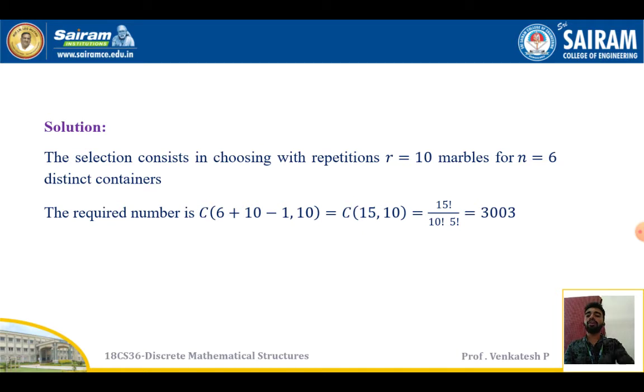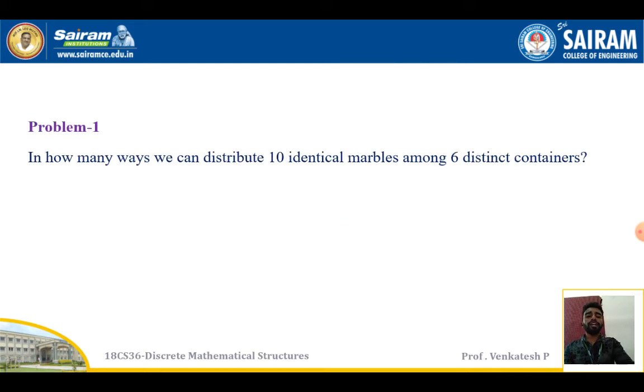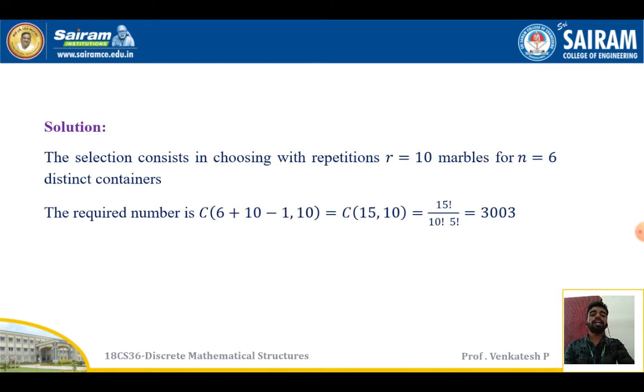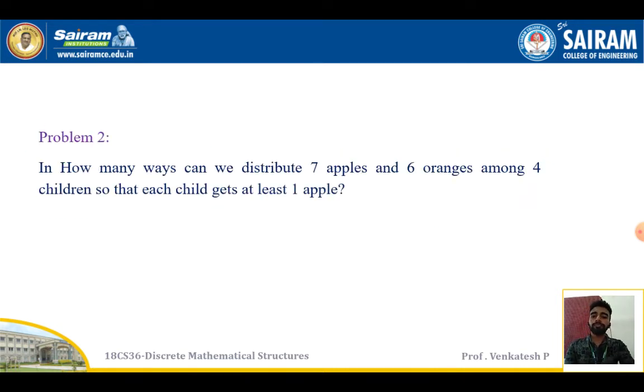So I'll be getting what? The required number is combination of 10 plus 6 minus 1 comma 10, which equals combination of 15 comma 10, equal to 15 factorial by 10 factorial into 5 factorial. On expanding this combination, I'll be getting the solution 3003. So it means that we can distribute the 10 identical marbles among 6 distinct containers in 3003 ways.